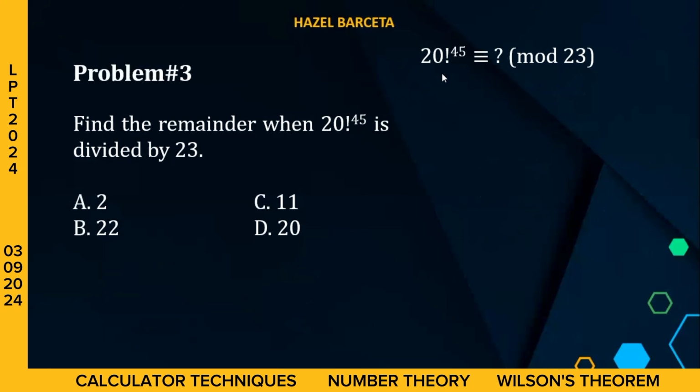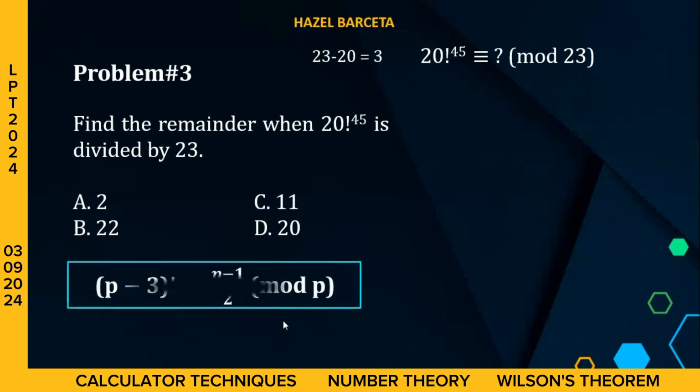Uunahin po natin ang ating 20 factorial using our Wilson's theorem. So, paano nga po ba ito? Difference po ng 23 at 20 ay 3. So, case 3 naman po tayo. Ito po ang ating formula. P minus 3 factorial is congruent to P minus 1 over 2 mod P. Substitution, right? Yes, our favorite. So, 23 minus 3 factorial is congruent to 23 minus 1 over 2 mod 23.